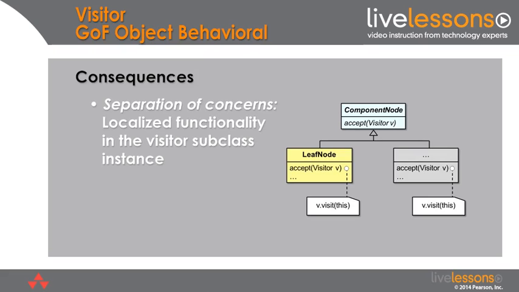The functionality for the operations is embodied in the visitor subclass instances. That's where that information resides. They can store state. They can do various kinds of processing. Once again, we don't make any impact on how the tree is implemented, how it's structured, and so on. Things are localized in a very clean way.